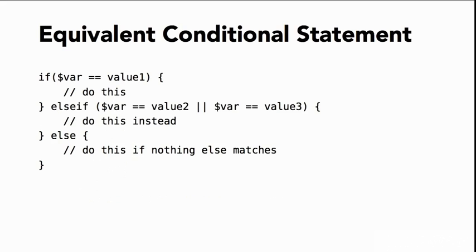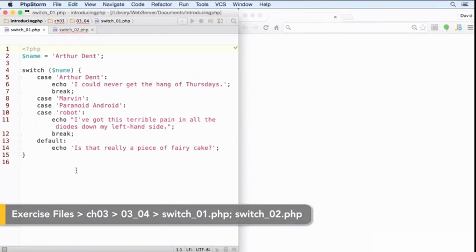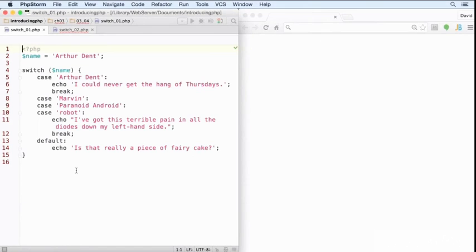So let's take a look at switch statements in action. This is switch_01.php, which you can find in the chapter 3, 03_04 folder of the exercise files. Line 2 defines a variable called name, and then name is passed to the switch statement that begins on line 4. And the statement displays different strings depending on the value of name.